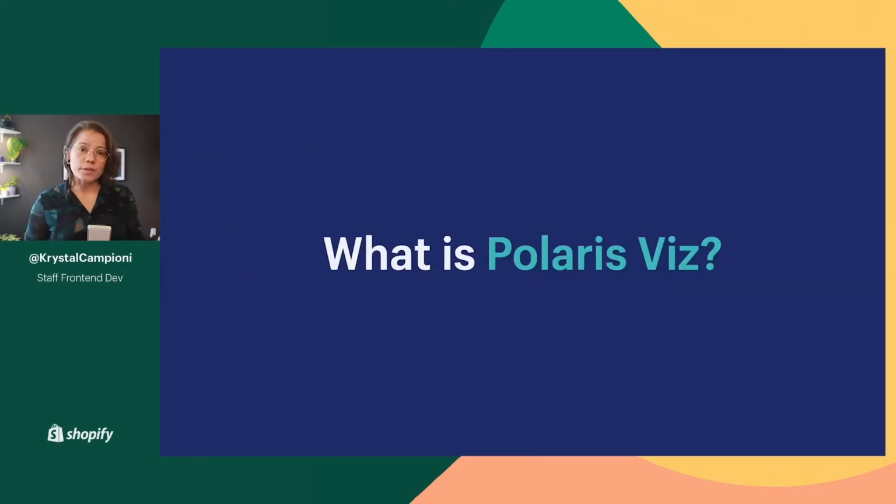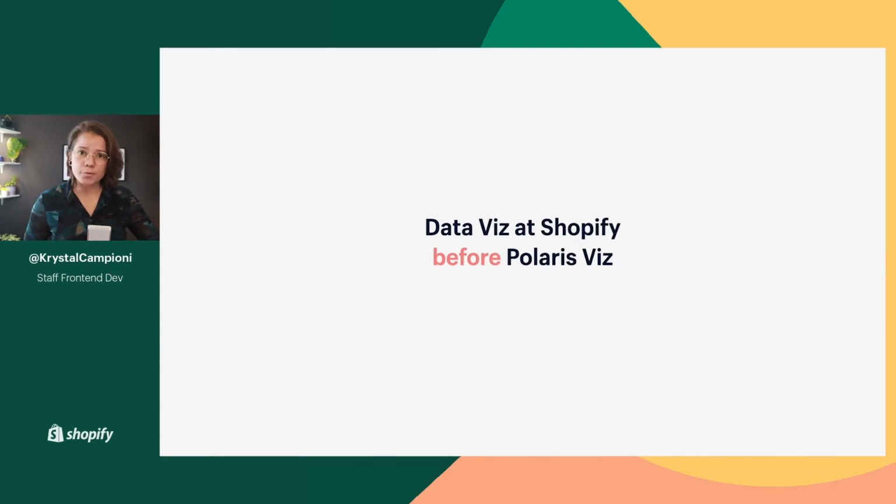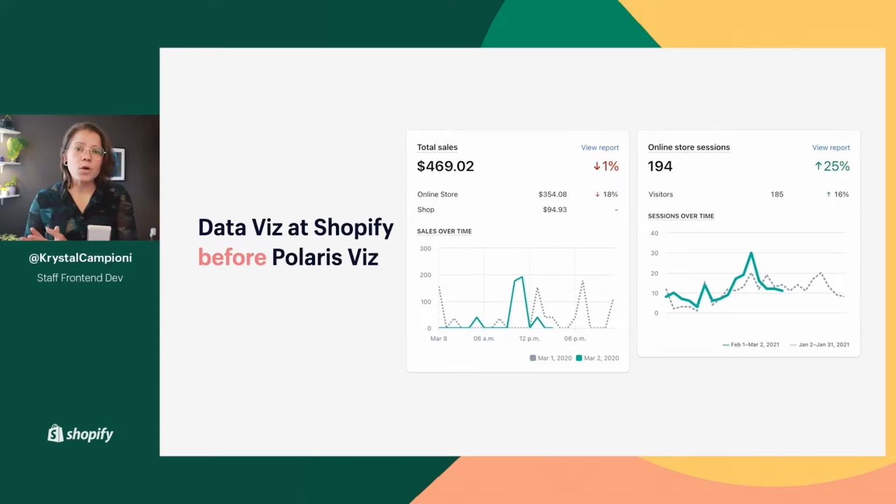The library is called Polaris Viz, and I guess the best way to understand what Polaris Viz is is to talk about what data visualization looked like at Shopify before we had Polaris Viz. Before, each team was responsible for making their own decisions in terms of what data visualization should look like, and either implement their own solutions or choose a library that is already out there. And even though there are really good libraries already built, because each team was responsible for building their own solutions, we had a lot of inconsistencies.